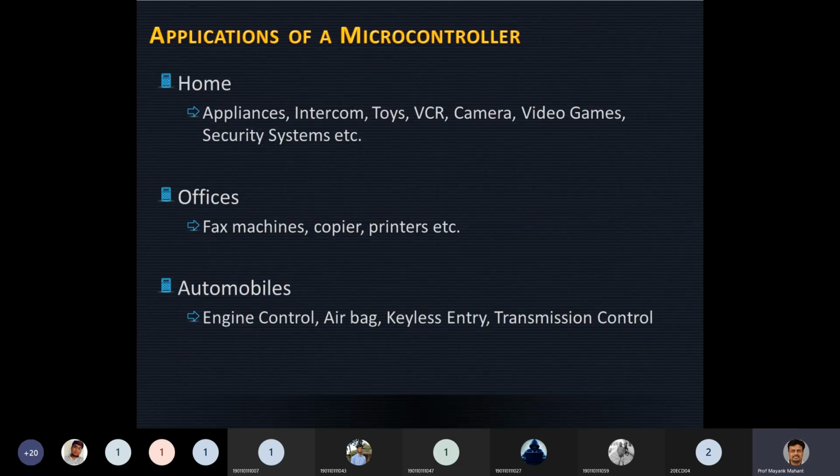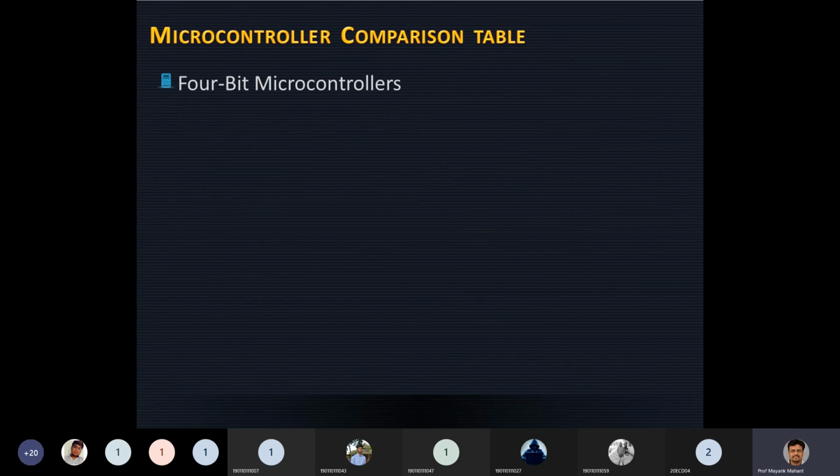Okay. So we have already talked about the applications of a microcontroller. It can be applications such as intercom, toys, VCR, camera, video games, security system, etc. At home or at an office, we can have a fax machine, copier, a printer. They also have a microcontroller within them. Automobiles such as engine control, airbag, keyless entry, transmission control, all these things work on the basis of microcontrollers.